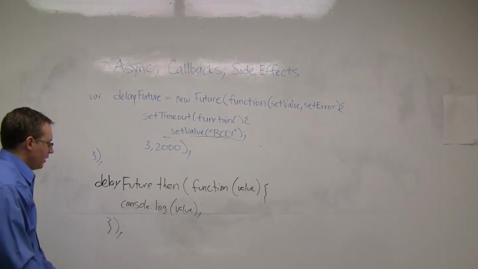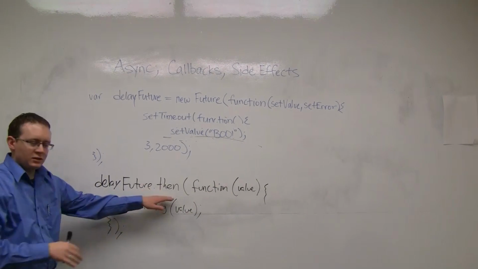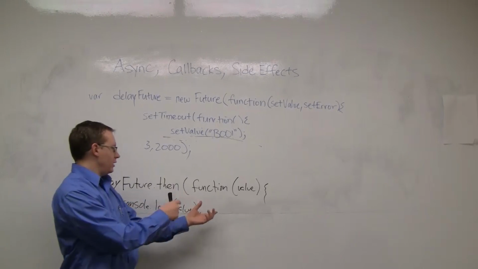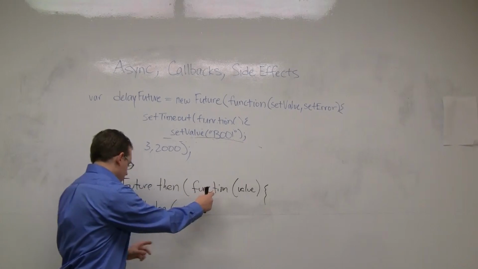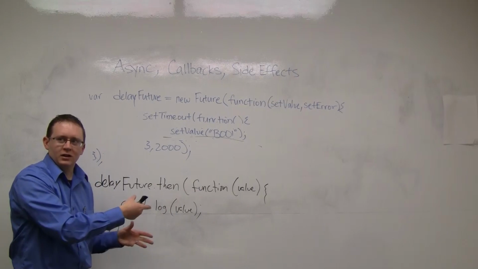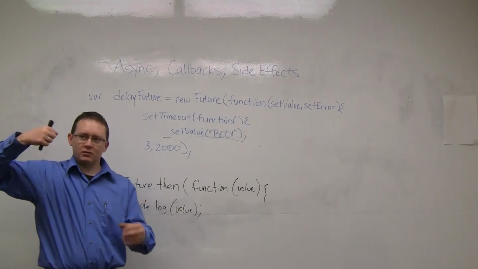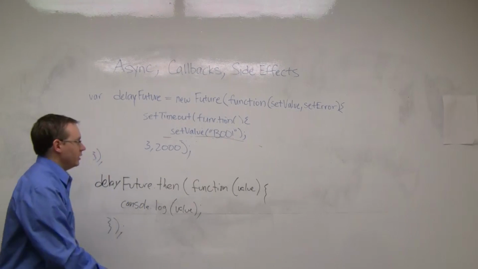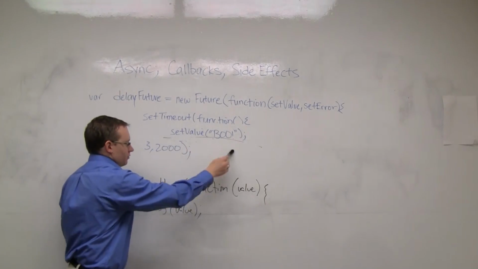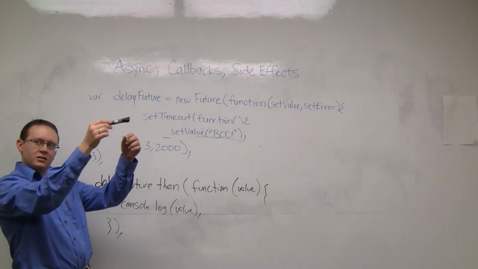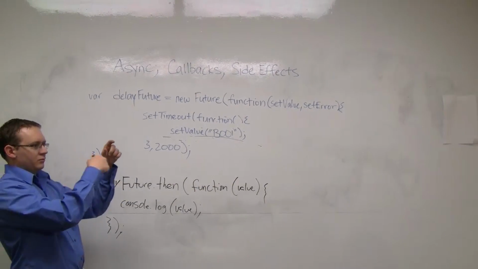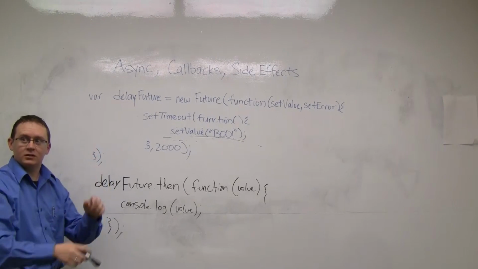Console log value. All of these you can call then as many times as you want, and every time you call then on this future, this function goes into the then bucket. The future's holding a bucket inside with all these thens in it, and when it has a value and the set value function gets called, it just goes through the list and says, run this, run this, run this, run this. So let's talk about when it's done.